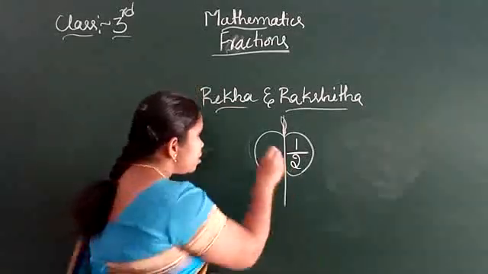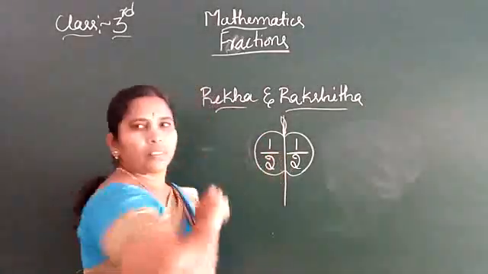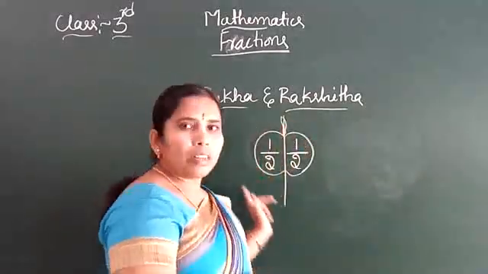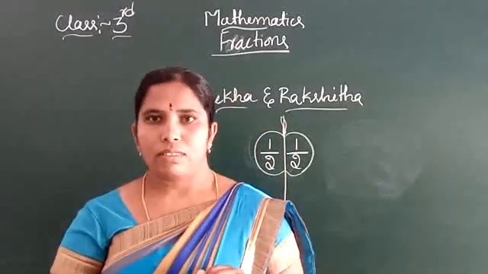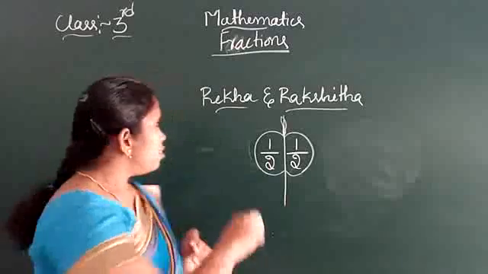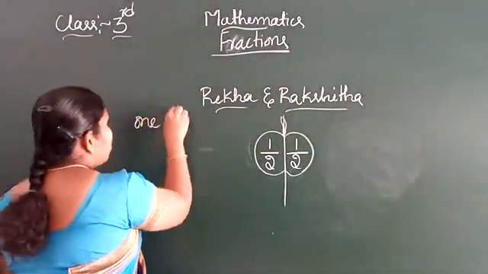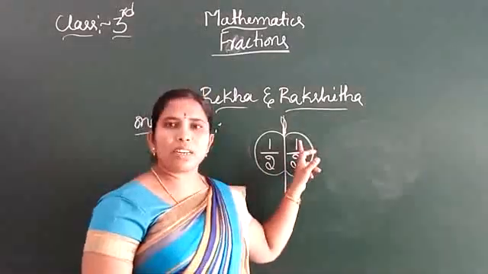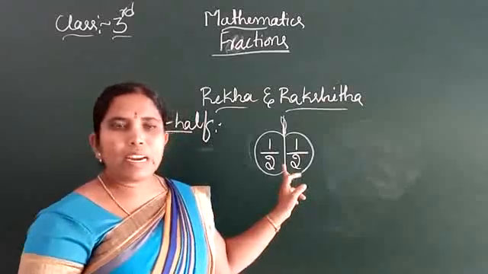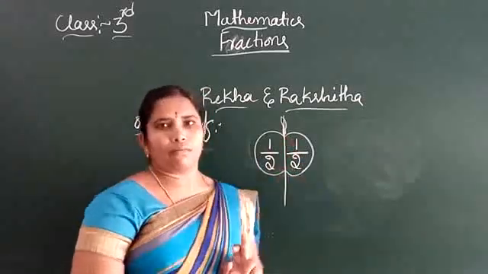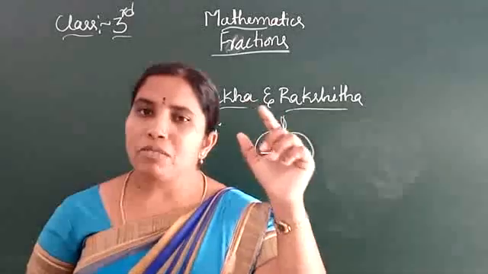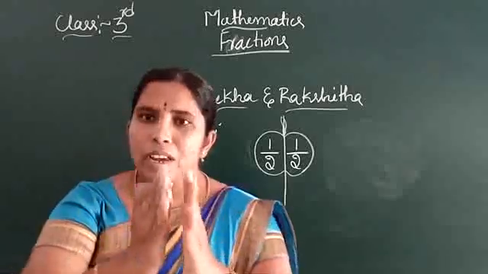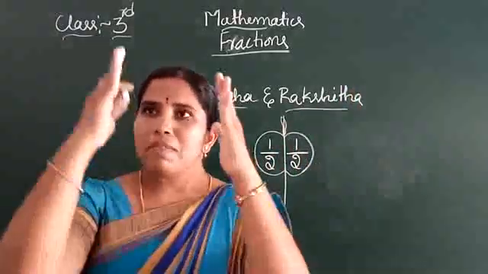Do you understand? So this is 1/2. If we add these halves, we get 1 whole. So this we call 1/2, and we can express it as 1 by 2. It is read as 1 by 2, 1 half, or otherwise 1 by 2. So your whole can be divided into 2 equal parts, so 1 by 2.